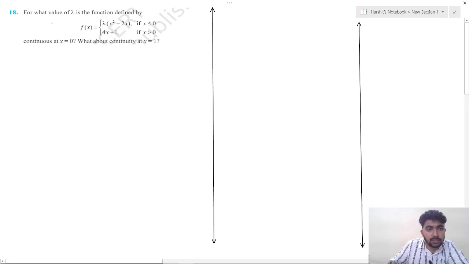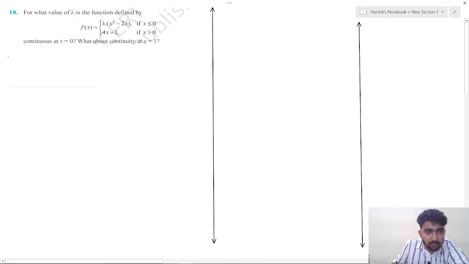So here the question says: for what value of lambda is the function defined as f of x equals lambda x square minus 2x, if x is less than or equal to 0, and 4x plus 1, if x is greater than 0, continuous at x equal to 0? Actually this question has two parts. The first part is for what value of lambda this function is continuous, and the second part is to check its continuity at x equal to 1.